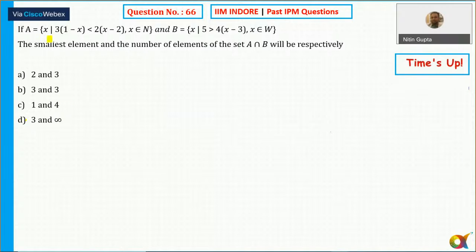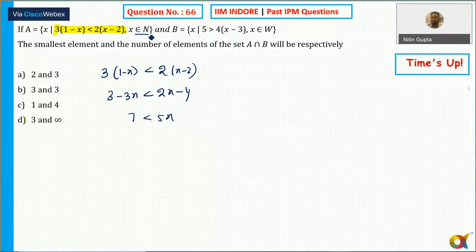Now, a very easy one. It says A is a set of all the values of x such that 3 into 1 minus x is less than 2 into x minus 2. So we'll find out what all values of x are there. So from here, I'll say that 7 is less than 5x. And x is a natural number.